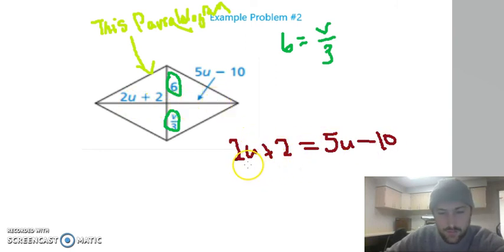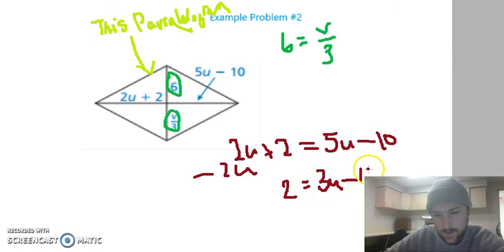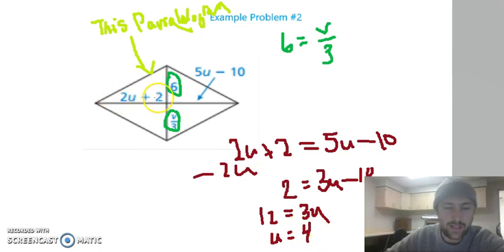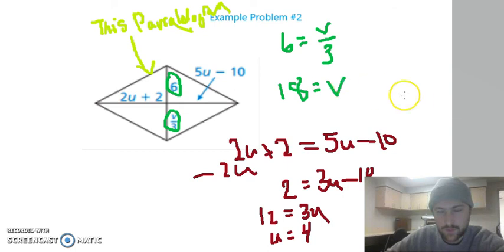Now just doing a little bit of algebra. I'm going to subtract 2u from both sides on this one. So we're left with 2 equals 3u minus 10. I'm going to add 10 to both sides. So I'm left with 12 equals 3u. And divide both sides by 3. U equals 4. Okay, and then we can plug that in to get our actual lengths here. And then same thing for this one. If we want to solve for v, just going to multiply both sides by 3. And we're left with v equals 18, or 18 equals v.